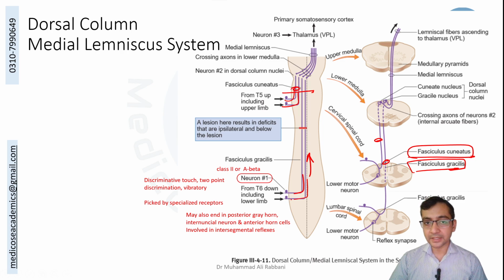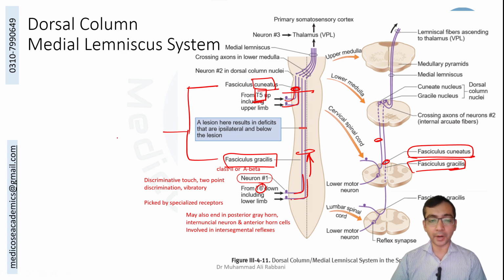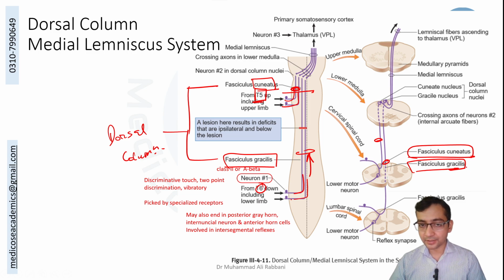So the bundle that carries the signal from level T5 and above, in other words from the upper limb and thorax, is called fasciculus cuneatus, and the bundle that carries the signal from T6 and below is called fasciculus gracilis. These are the two parts of the dorsal column. Fasciculus gracilis is more medially placed, and fasciculus cuneatus is more laterally placed.